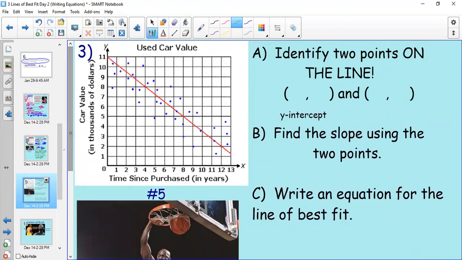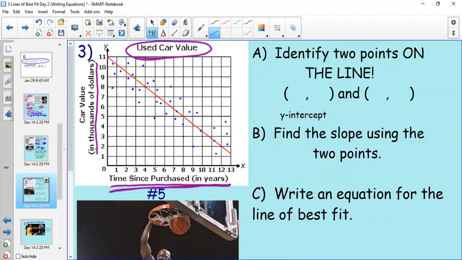All right, I'm going to do one last one like this. This one is a little bit different. It's pretty tricky. Again, if you remember in the last one, I said always look at the title first. So we're talking about used car value, how much money it's worth. And then I also like to look at the axes. So the x-axis is the time since we purchased it in years. And car value is in thousands of dollars.